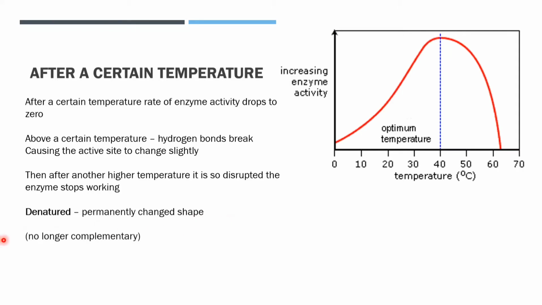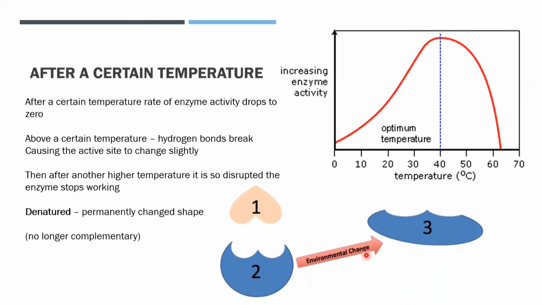As I've said before, now the active site is no longer complementary to the substrate, so the enzyme activity drops to 0 because the enzymes do not work. As you can see here, this shows an enzyme and the substrate. And after the temperature, the enzyme has denatured and it's changed shape, so it no longer fits this substrate.